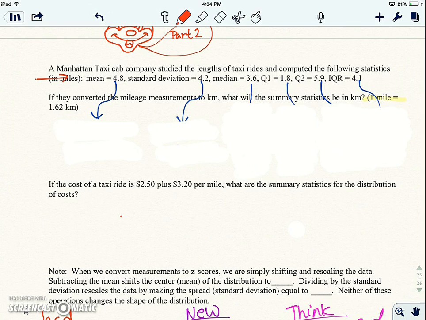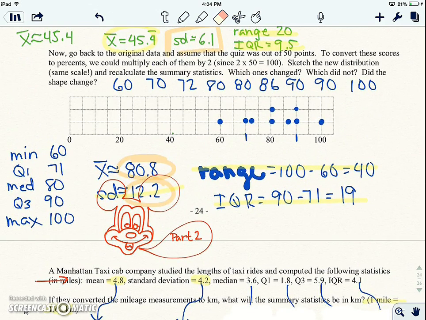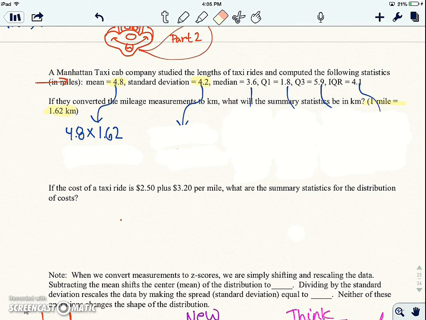This is a reason when you would actually scale data in the real world. In order to do it, you would take every value and multiply it by 1.62. So to begin with, the mean of 4.8 times 1.62. Because remember, when we multiplied, everything changed: the median, standard deviation, range, and everything. So we're going to multiply all of it by 1.62, and here we get 7.78 kilometers. If we did the standard deviation times 1.62, we'd get 6.8 kilometers.